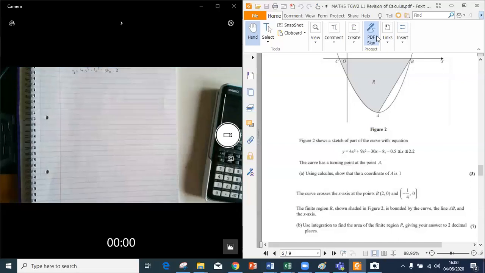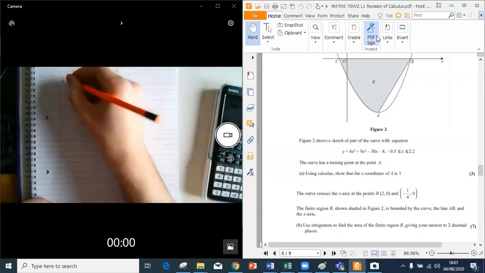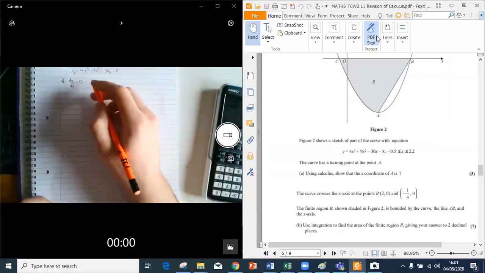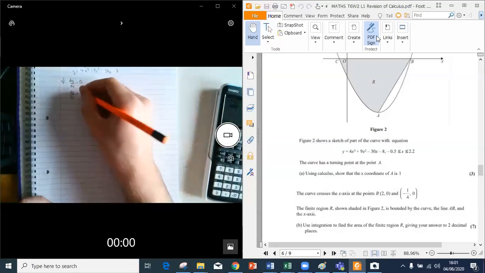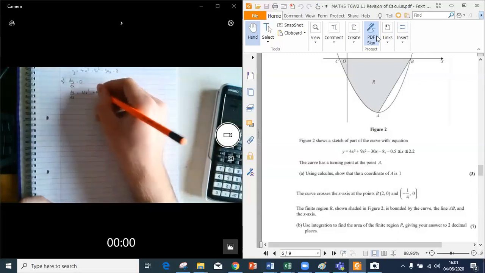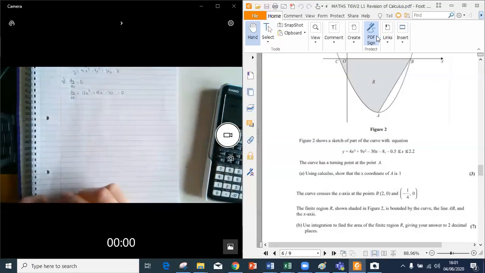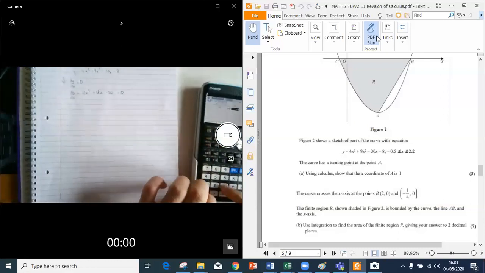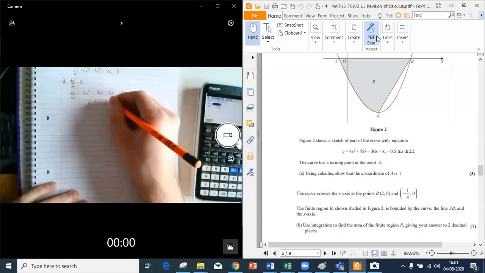Okay, well, remember, turning point means it's stationary, so that means dy by dx equals 0. So what we're going to do is differentiate it: 12x squared plus 18x take away 30. And we're going to make that equal 0 and then solve it. We can use a calculator. So 12, 18, minus 30, and we get x equals 1 or minus 5 over 2.